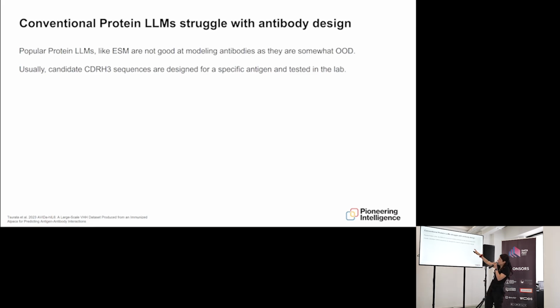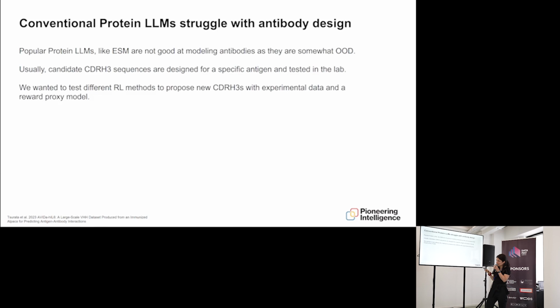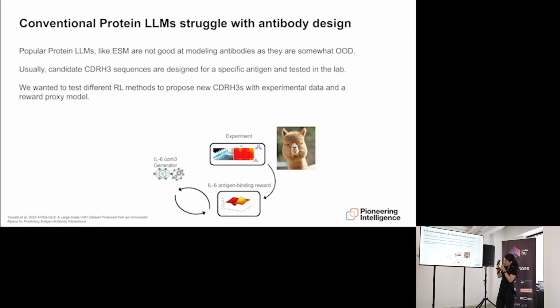And then they take those candidates that were manually, smartly educated guesses and take them to the lab and get feedback. So here we wanted to test different reinforcement learning methods to propose new CDRH3s with experimental data and a reward proxy model. The data that we took is from an alpaca data set, so you actually won't find that much antibody-antigen data online.